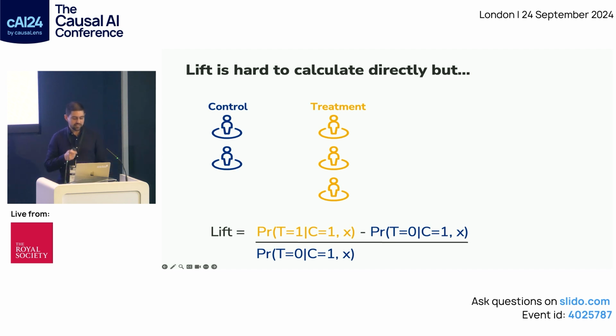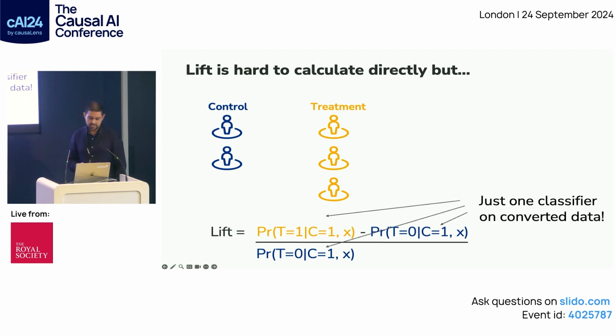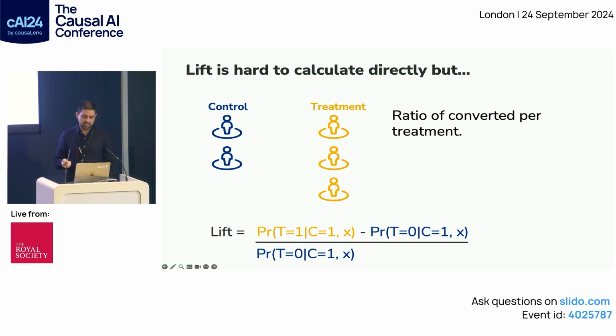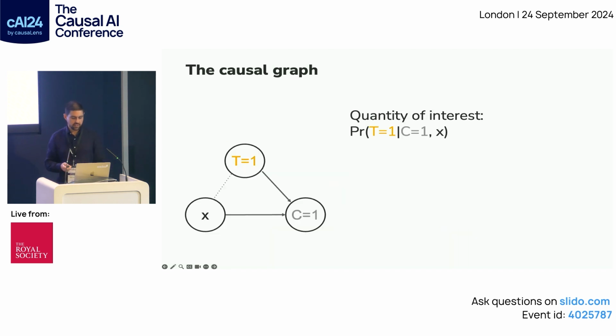But this is a weird concept to grasp your head around. It's the probability of being treated given that you have converted, right? This is weird. You can do it with just one classifier, one model, and I'll show you. This just means the ratio of converted per treatment. So 3 divided by 5, right? There are 3 people in the treatment, there are 5 in total, so you get 3 divided by 5.